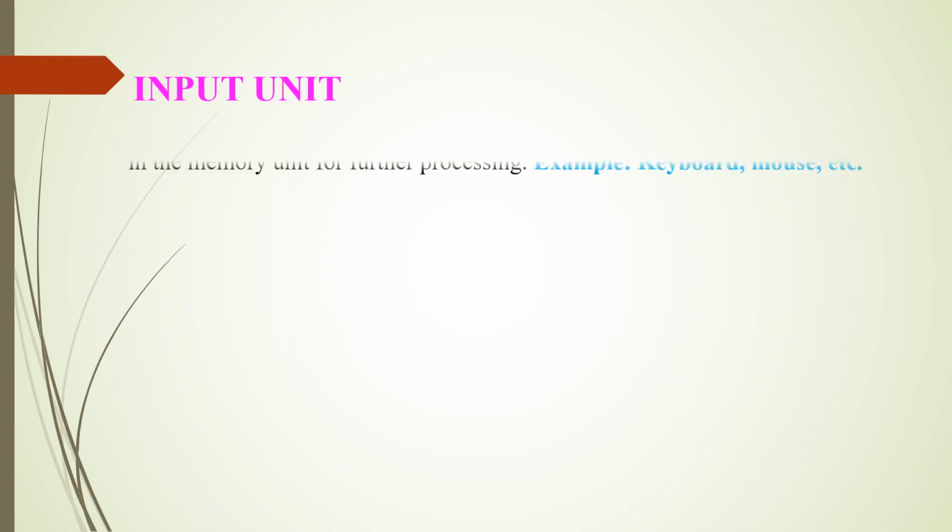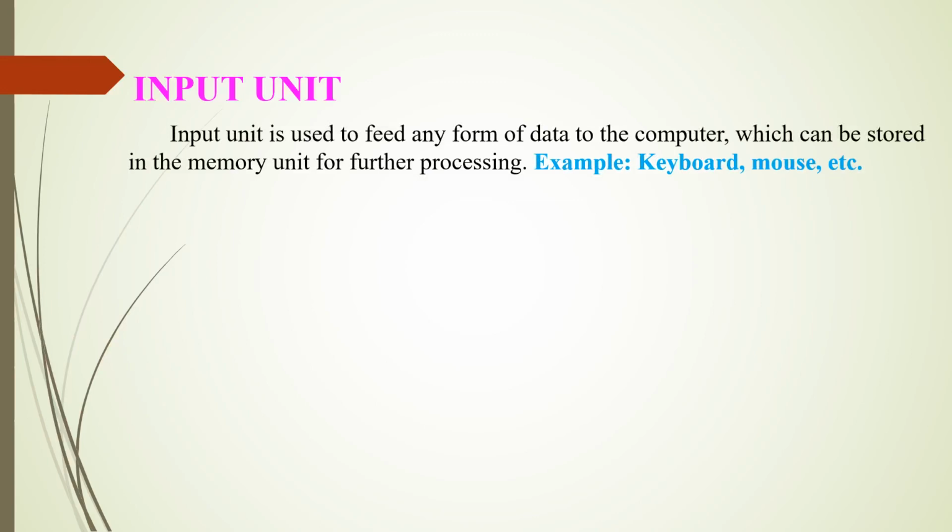Now we are a step ahead in this question. Our first topic is the input unit. What are the things that are done with the help of the input unit? We are feeding information, any form of information, to the computer, which is stored in the memory unit for further processing. With the help of this input unit only, we are giving the value. Examples of input units are keyboard, mouse, etc.